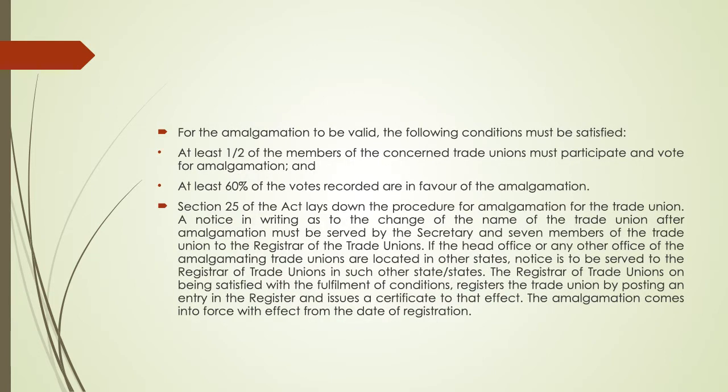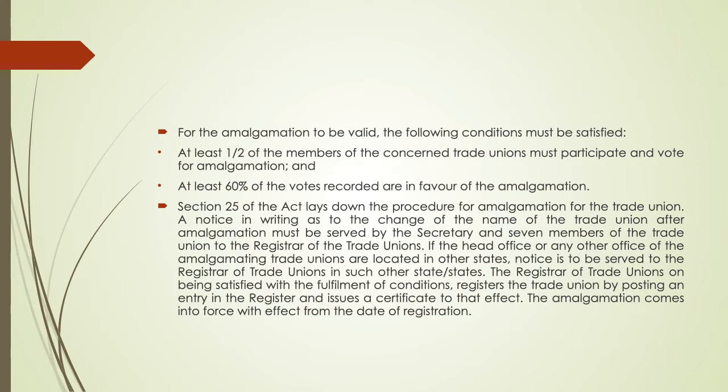For amalgamation to be valid, the following conditions must be satisfied. First, at least half of the members of the concerned trade unions must participate and vote for amalgamation, and at least 60% of the votes recorded are in favor of the amalgamation. Now, Section 25 of the Act lays down the procedure for amalgamation of the trade unions.